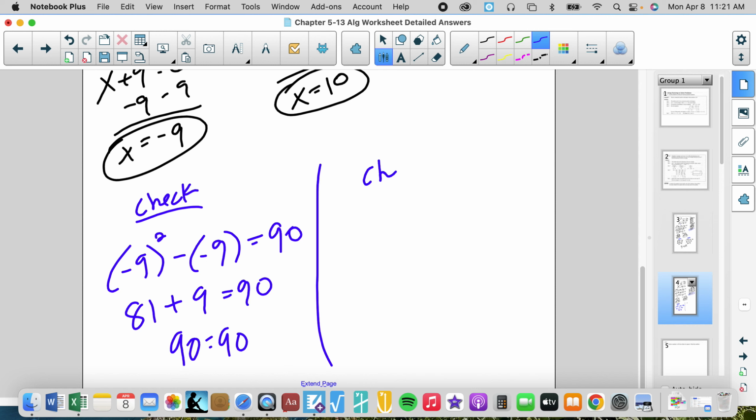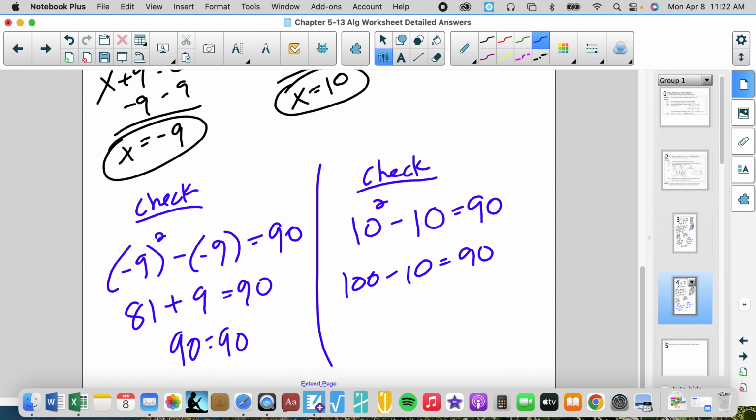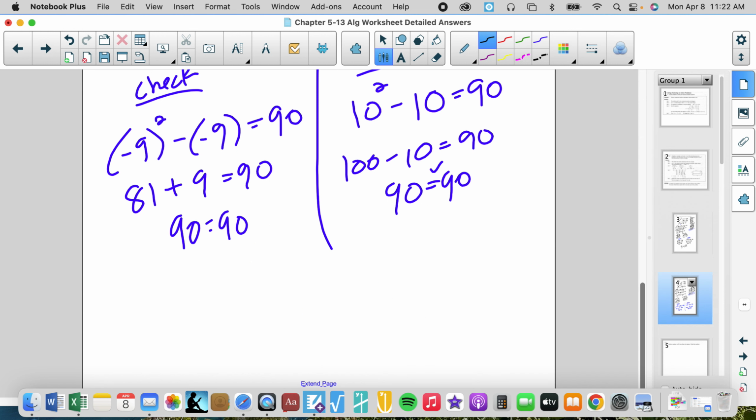The other check is 10. So 10 squared minus its number equals 90. 100 minus 10, 90 equals 90. So that worked also. So my solutions are going to be negative 9 and 10 are the two numbers that, when squared, subtracting that original number equals 90.